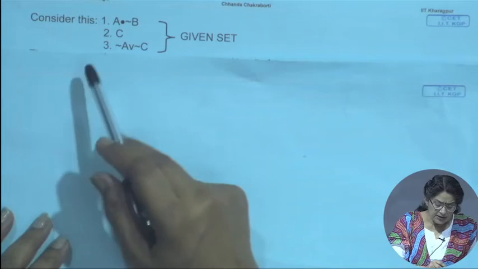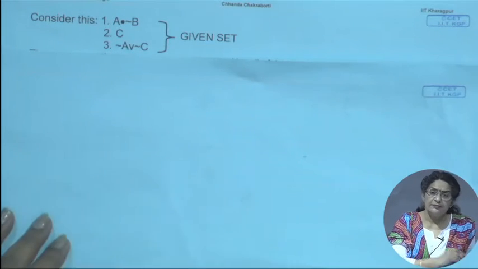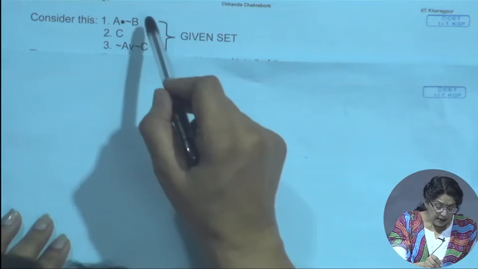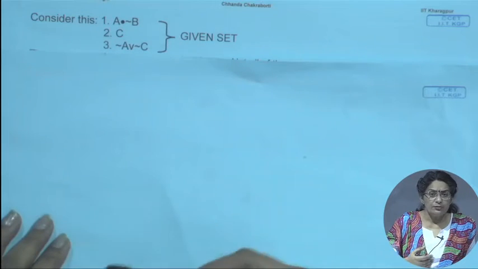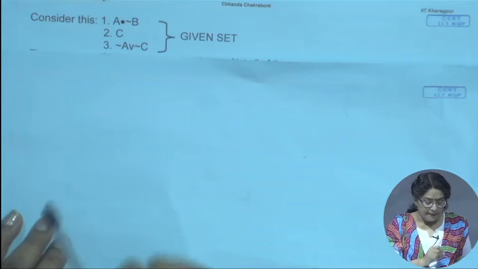Consider this example. We have the root as this, with three members in the root: A and not B, C, and not A or not C. Understandably, given this, the job is to decompose. But where do I start? And more importantly, why? That is the question to ask.